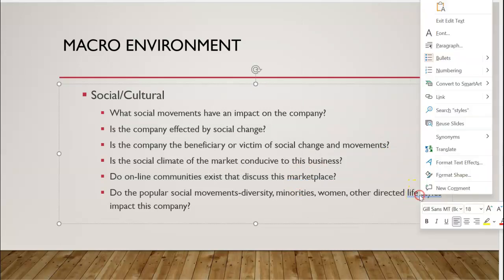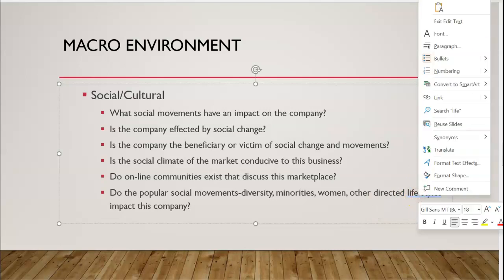Sorry about these. When you do your presentation, don't leave anything blue, okay? It should all be cleaned up.